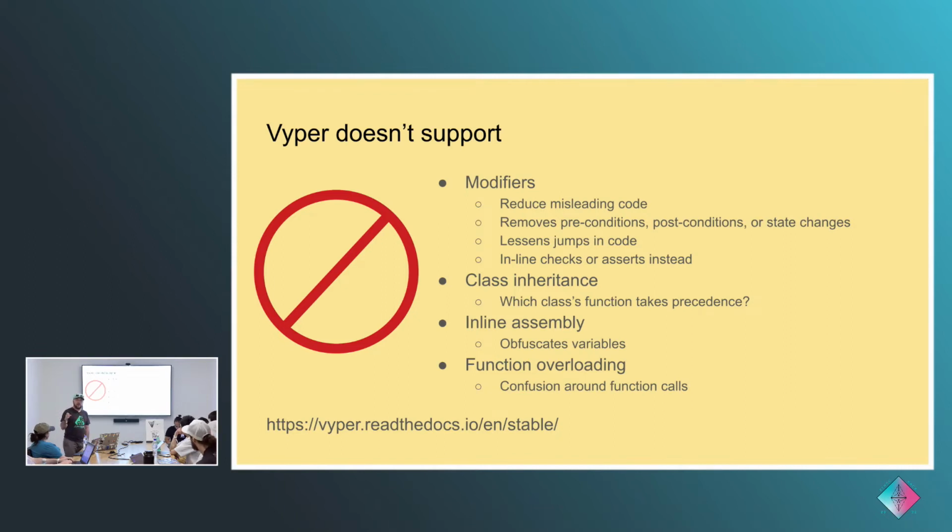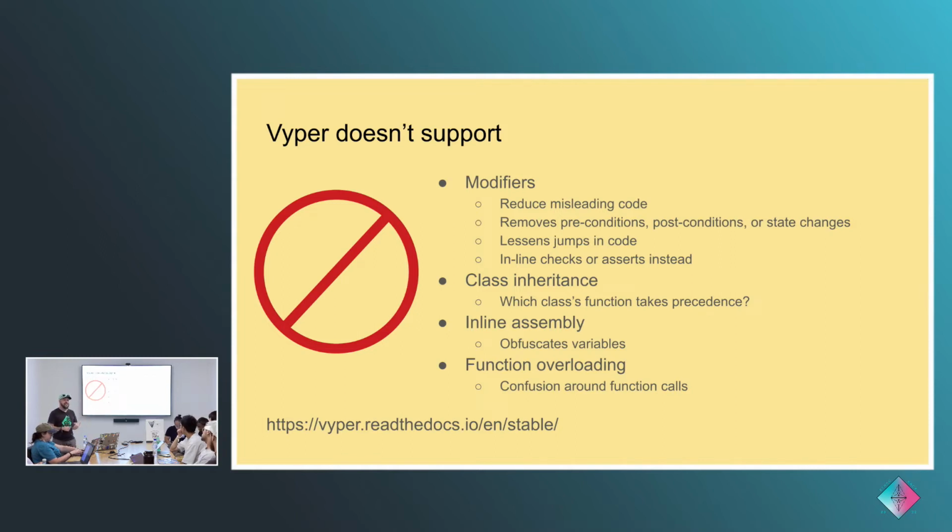We lessen the jumps within code, so when you're reading a contract, you're not having to reference multiple files or jump around within that file like you're locating labels. And the way we still have these things is by using inline checks or asserts instead of doing these modifiers. We're more explicit about what's happening. Another thing that at least does not exist right now is class inheritance. So instead of having to ask, okay, which class's function is going to take precedence when we have multiple classes inheriting, we already know that this is the class, here it explicitly is.